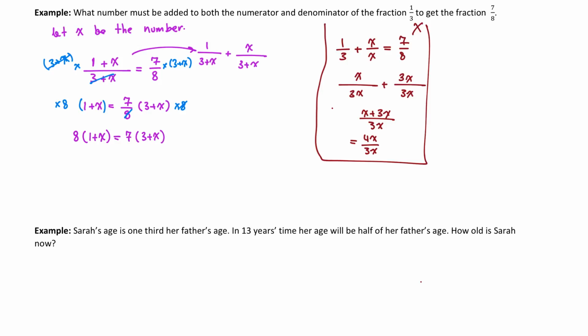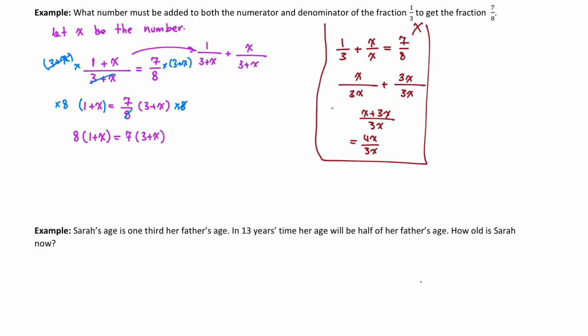Another common mistake that students often make is that when they multiply both sides by the 8 and the 3 plus x, they don't put it inside brackets. If you don't leave these in brackets, you will only end up multiplying the 8 and the 7 by the first term, and you won't get the correct final answer, because you're missing the fact that when you multiply a binomial by a constant, you have to distribute the constant inside the binomial.